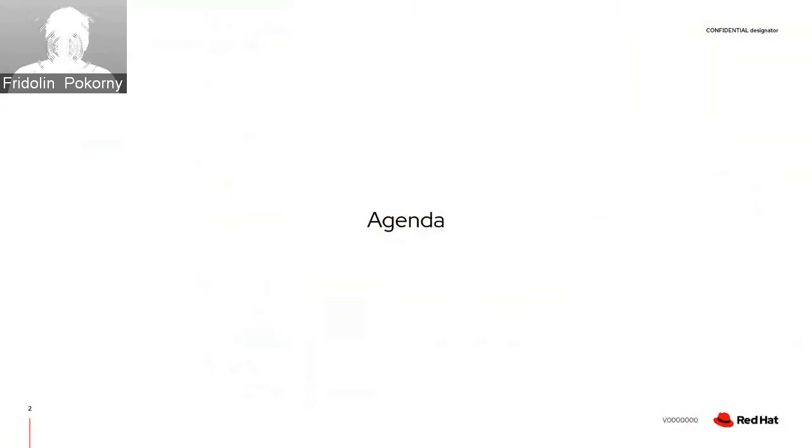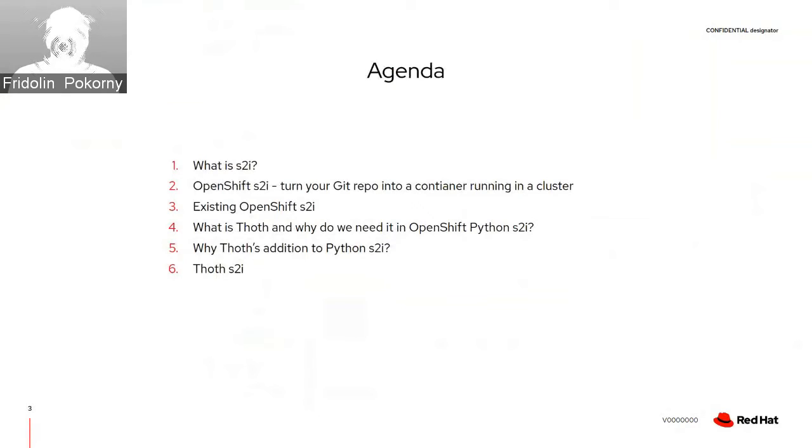Let's move on to the agenda and take a look at what we will discuss in this talk. First, we will take a look at what s2i is and how the OpenShift s2i process works. I will explain how to turn your Git repository into a container running inside an OpenShift cluster. Then I will list existing solutions for OpenShift Python s2i, and we will move on to Thoth.